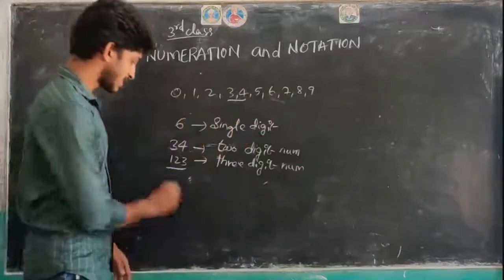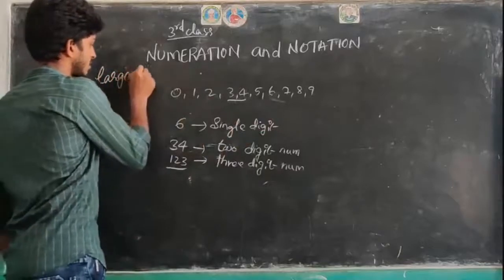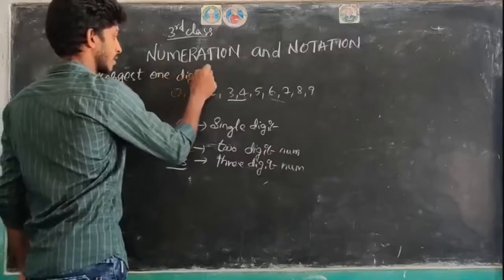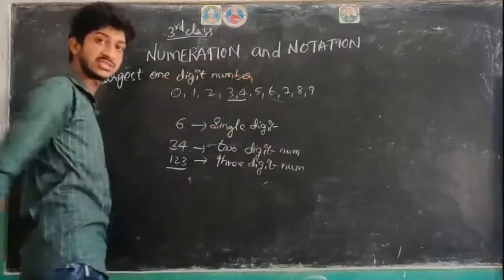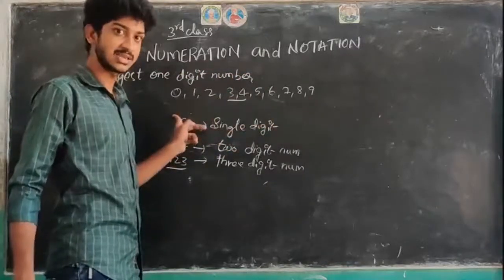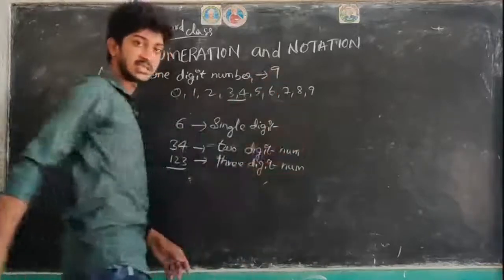And the largest one digit number is... What is the largest one digit number? See here. If you see these 10 numbers, what is the largest one digit number in these numbers? 9 is the largest one digit number.